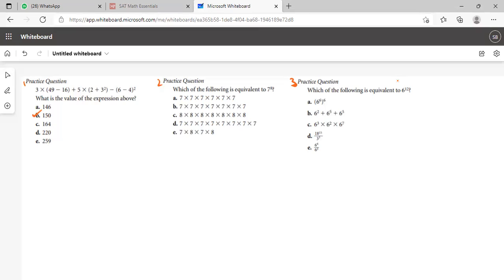Let's talk about this question. Which of the following is equivalent to 7 to the power 8? My question is this, what is 7 and what is 8? What are the terms which we have just learned for these two? Is 7 the exponent or is it the base? 7 is the base. Excellent. 7 is the base and 8 is the power, which is also the exponent. Okay. So 7 would be multiplied 8 times.